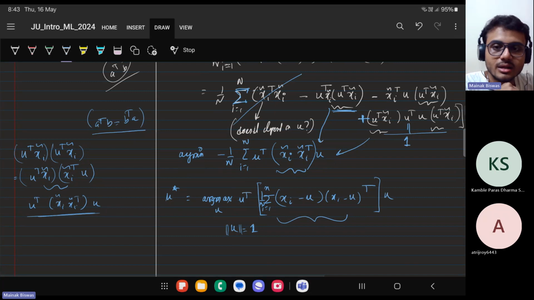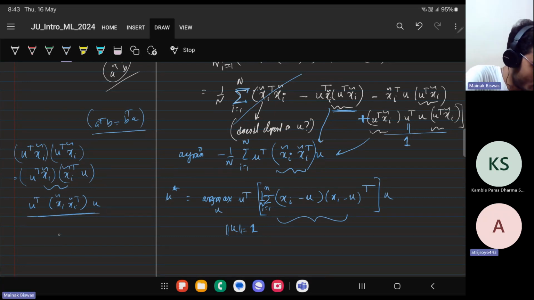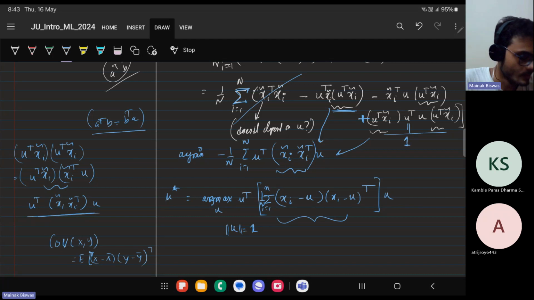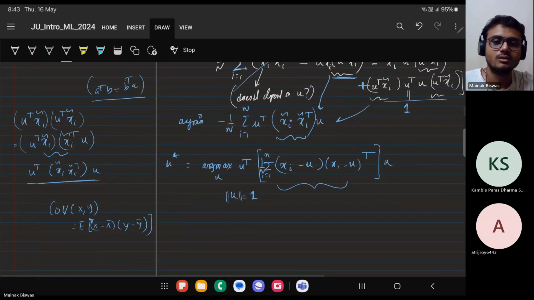Like inner term? No, projection, I think, of each individual vector onto u. What is covariance of xy? Expected value of x minus x bar, y minus y bar. Yes or no? Okay, yes.